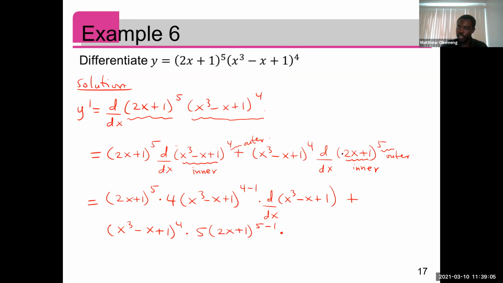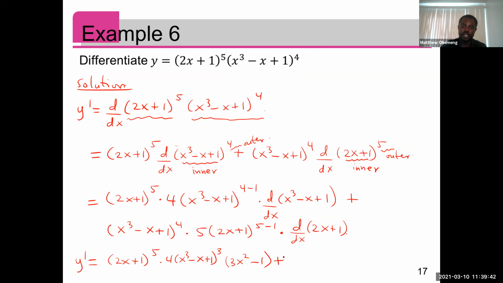Here, the derivative of the inner function is more direct, right? The derivative of, okay, let me just write it here. So that's 2x + 1. And then next, this is the last line. We have (2x+1)^5 times 4, and then (x^3 - x + 1), 4 minus 1 is 3. Now let's do the derivative of x^3 - x + 1. You do it term by term, right? Because it's a difference and sum. So derivative of x^3 is what? It's 3x^2. Derivative of x is 1, so we have minus 1. Derivative of 1 is 0. So that's it for this first part.